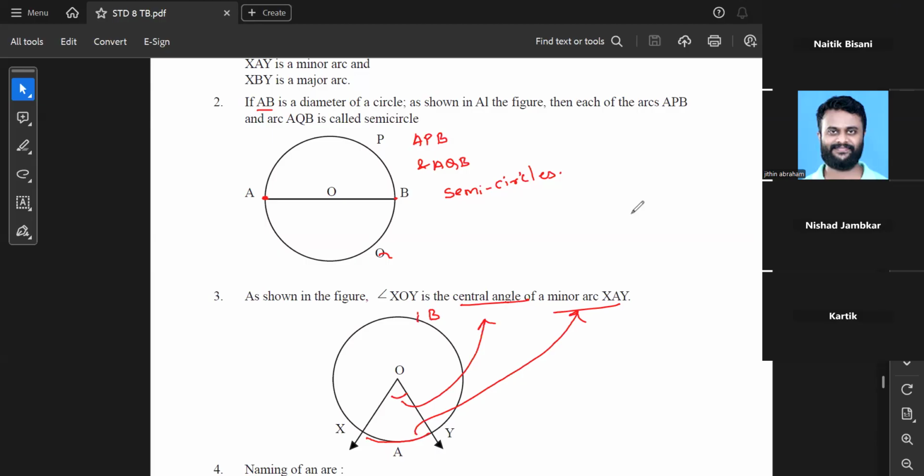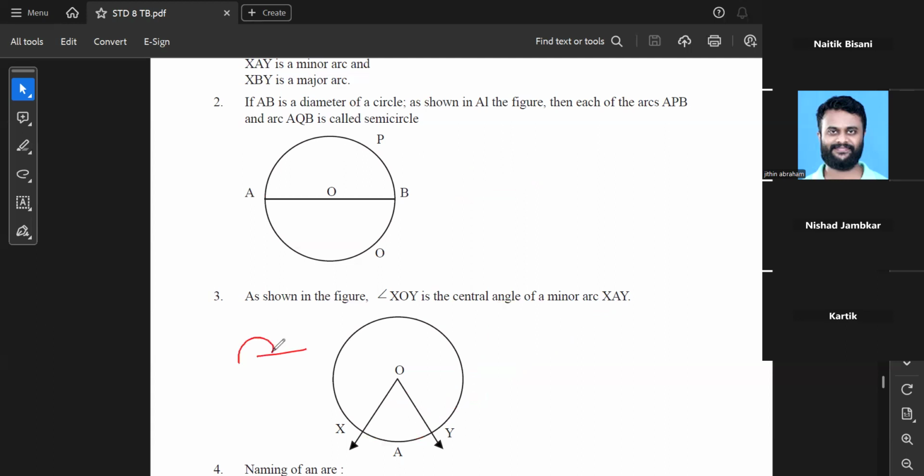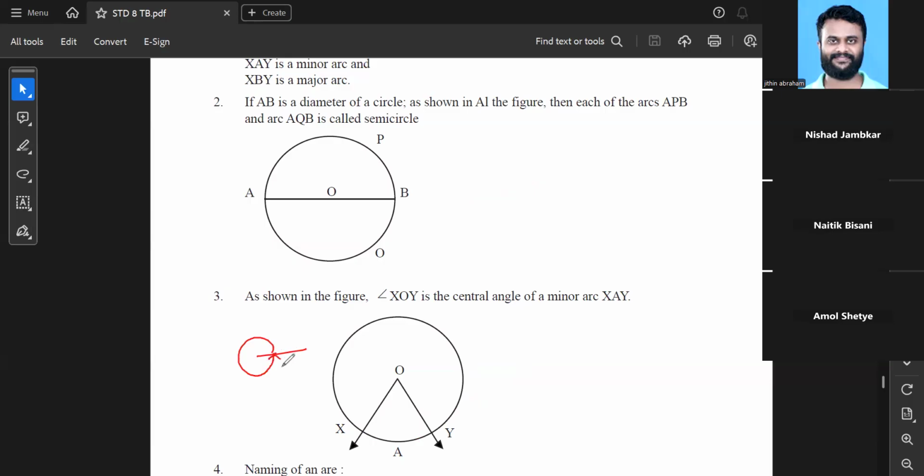Yes, Naitik? So the central angle of the major arc would be 360 minus angle XOY, right? Yes. Because for a circle, the complete one full circle's angle is 360 degrees. Hence, from 360, if you remove this, let me say x, whatever is remaining will be 360 minus x. Okay?